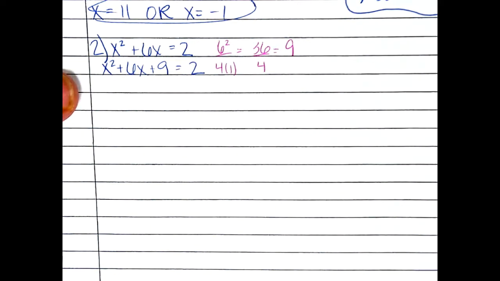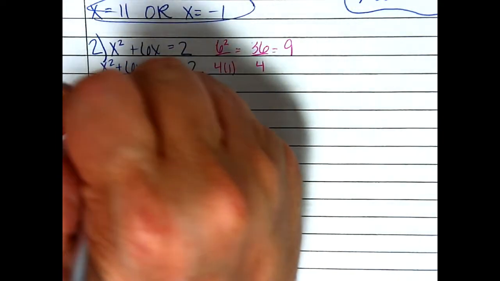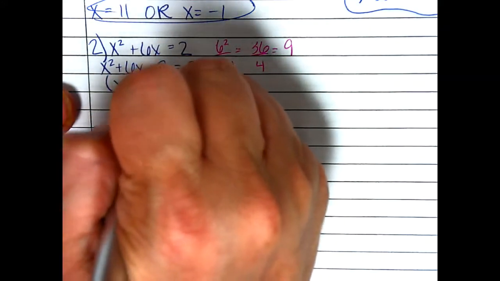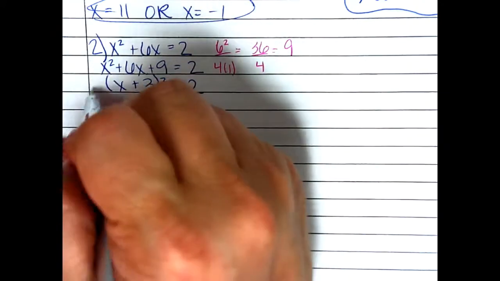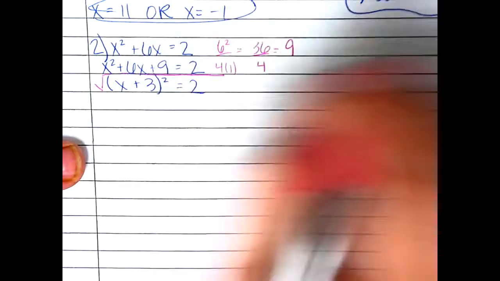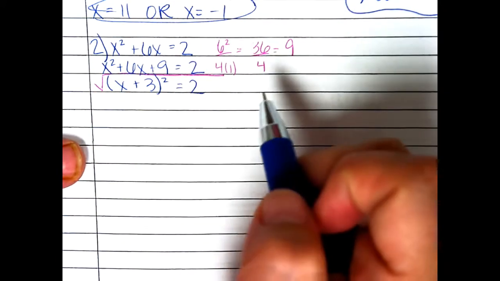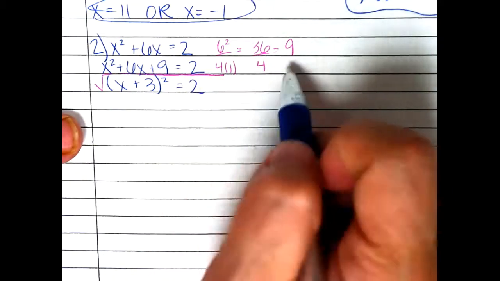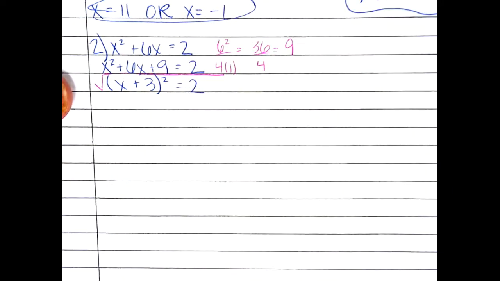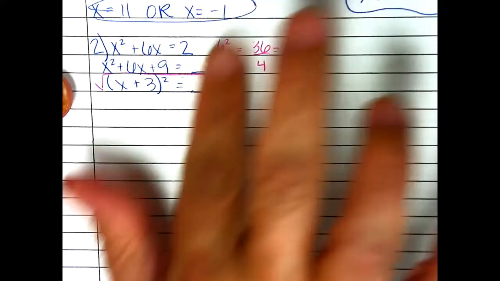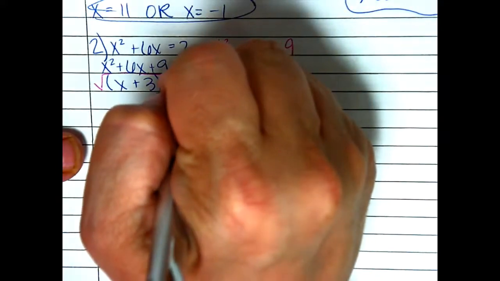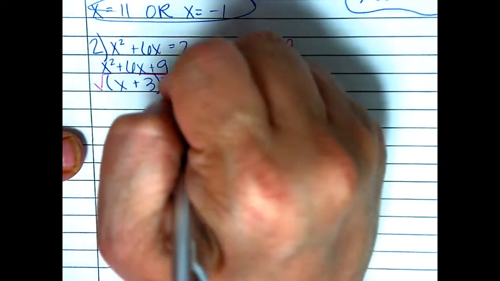I'm going to factor that as a perfect square trinomial. So I have x plus 3 squared equals 2. Take the square root of both sides. Oh, and it's not 2. I didn't add 9 to both sides. Excuse me, made a mistake. I apologize. That should be the number 11.